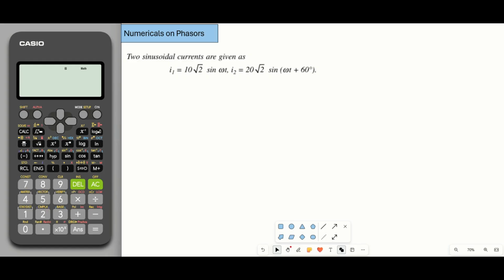So today we are going to discuss a few numericals on phasors. To start with, let us consider the first numerical where we have two signals given by I1 equals 10 root 2 sine omega t, and the second signal I2 equals 20 root 2 sine omega t plus 60 degree. What we have to do is add these two and get the result in the same format.